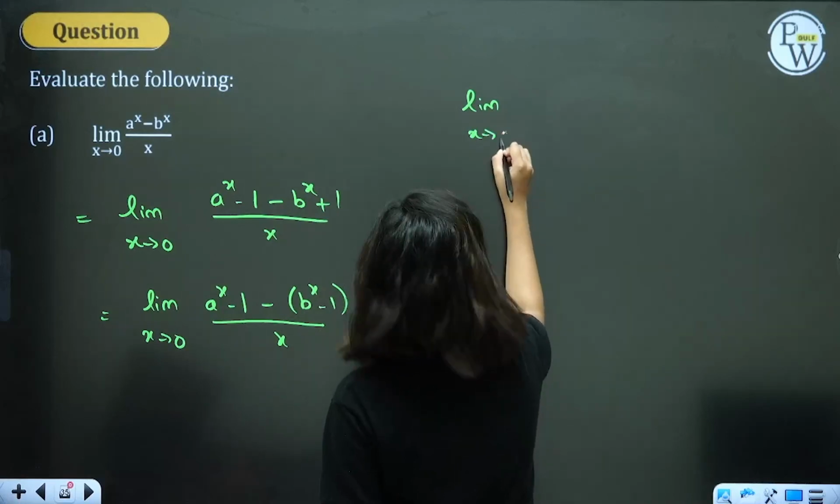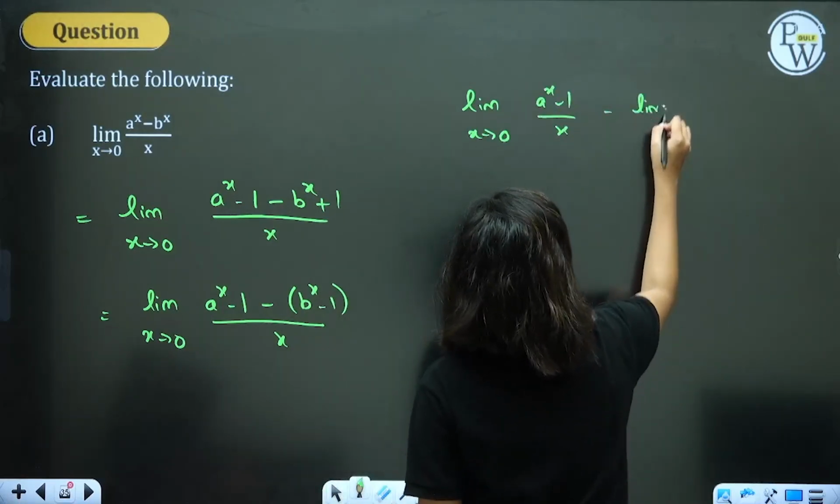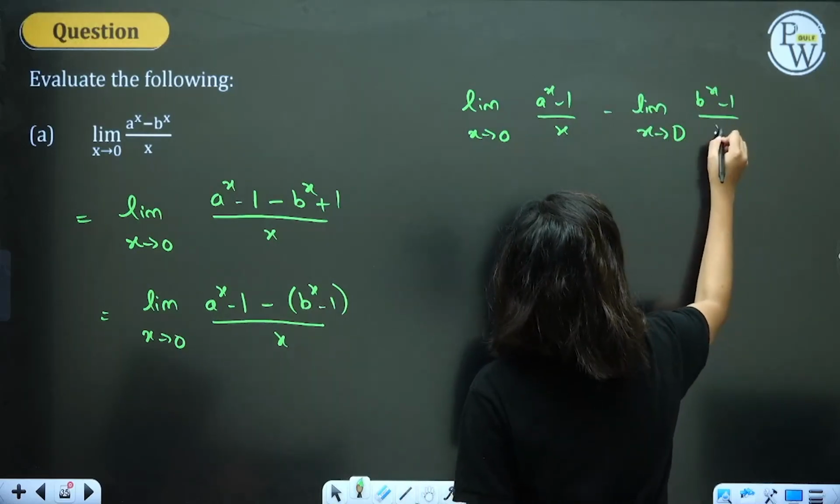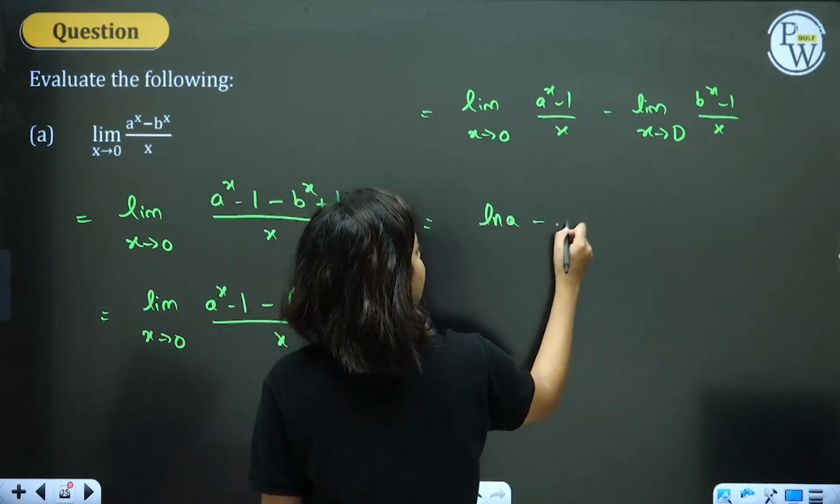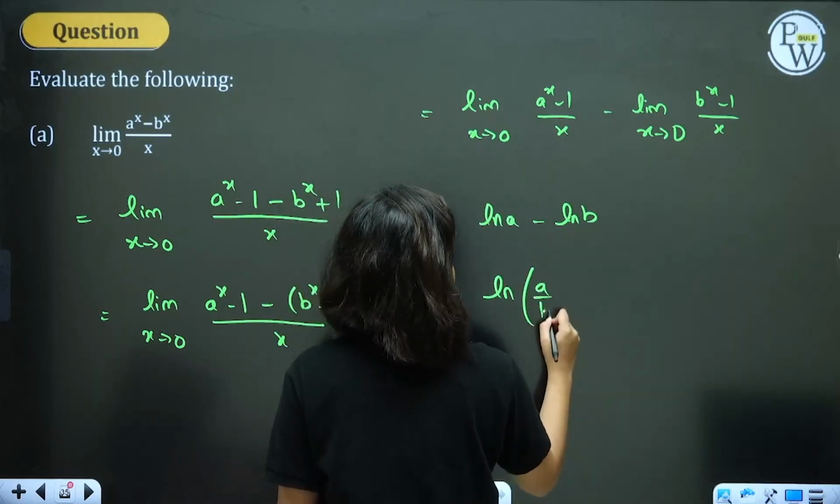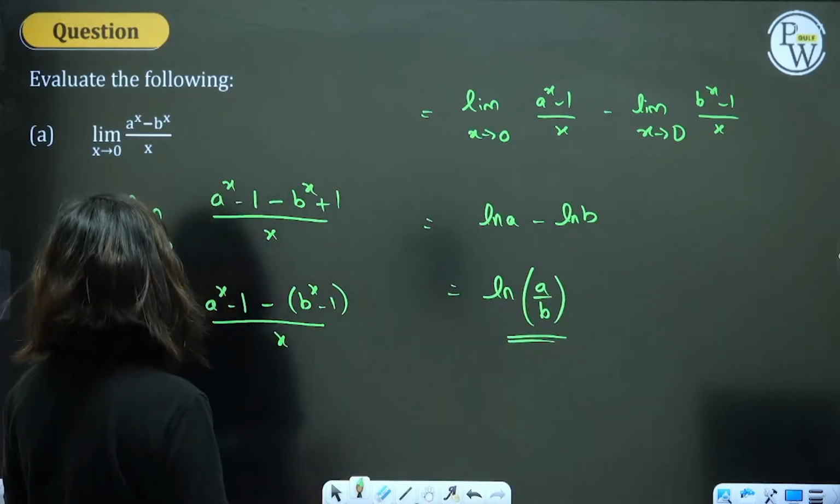How many of you all already know the answer to this? This is ln a minus ln b, can be merged together as ln of a by b. Absolutely right. Very good.